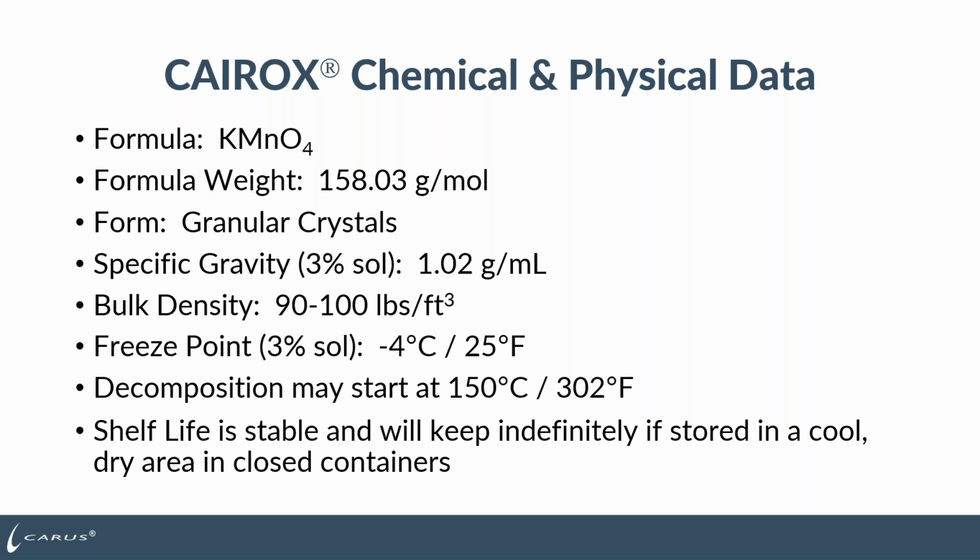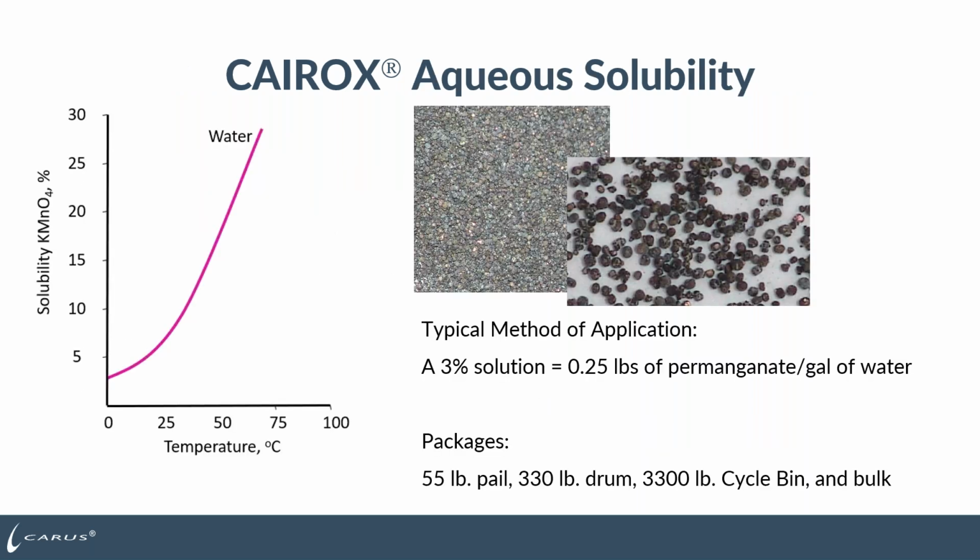Now, one of the things to keep in mind with Carus potassium permanganate, since it is a dry product, typically the easiest way to feed it is to turn the dry product into a solution and then feed that solution to your drinking water. So in the case of your raw water source, either at your intake or your wellhead, to feed it. A typical method of making a solution is going to be making somewhere between a 1% and 3% solution. Most of our customers make a 3% solution.